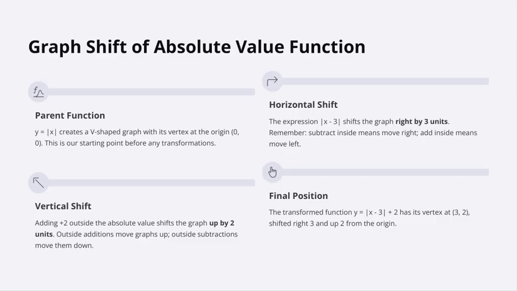So putting it all together, the final transformed function y = |x - 3| + 2 positions the vertex at the point (3, 2). This means the graph has been shifted right by 3 units and up by 2 units from the original vertex at the origin. Understanding these shifts helps us see how modifications inside and outside the absolute value affect the graph's position, which is key in graph transformations overall.